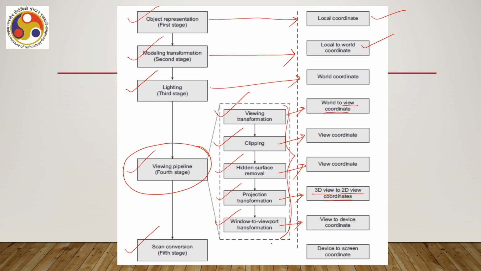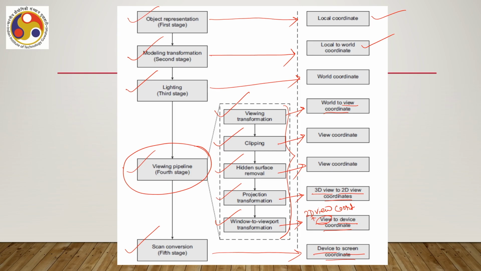Then window to viewport transformation essentially maps the 2D view coordinate system to the device coordinate system. And finally, scan conversion or the fifth stage essentially transforms from the device coordinate system to the screen or pixel screen coordinate system or the pixel grid.